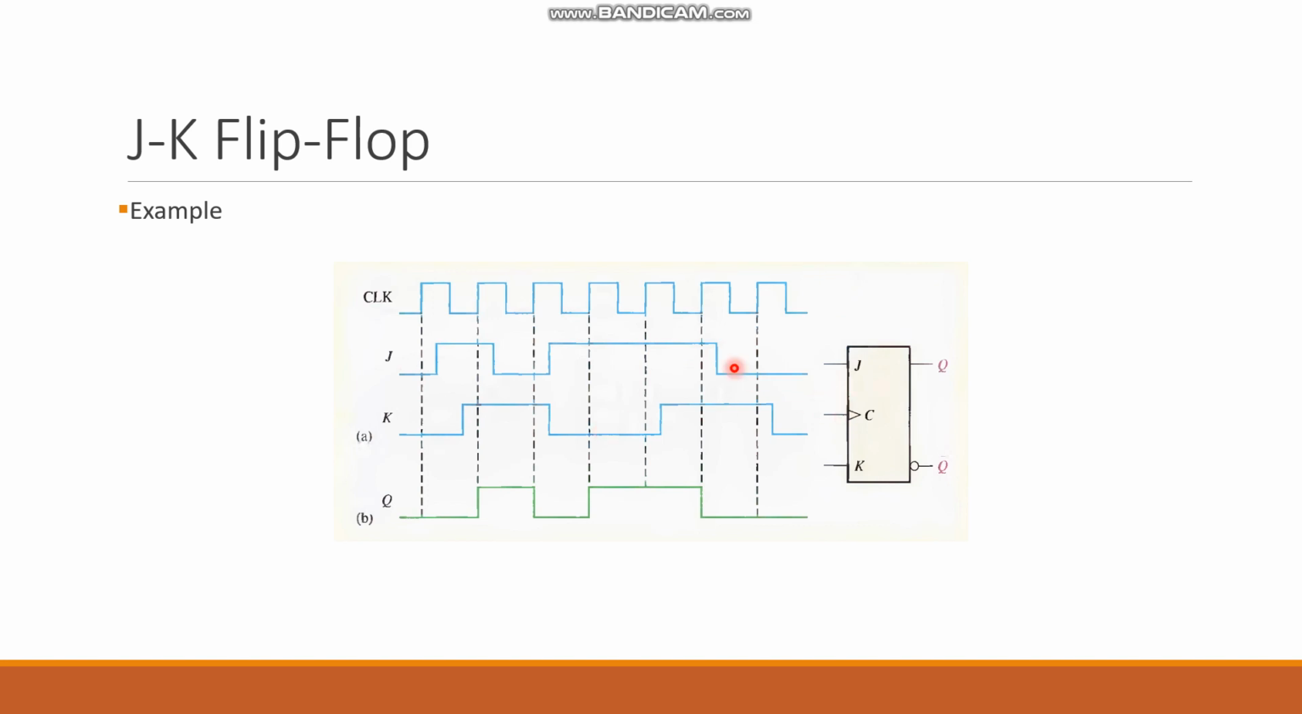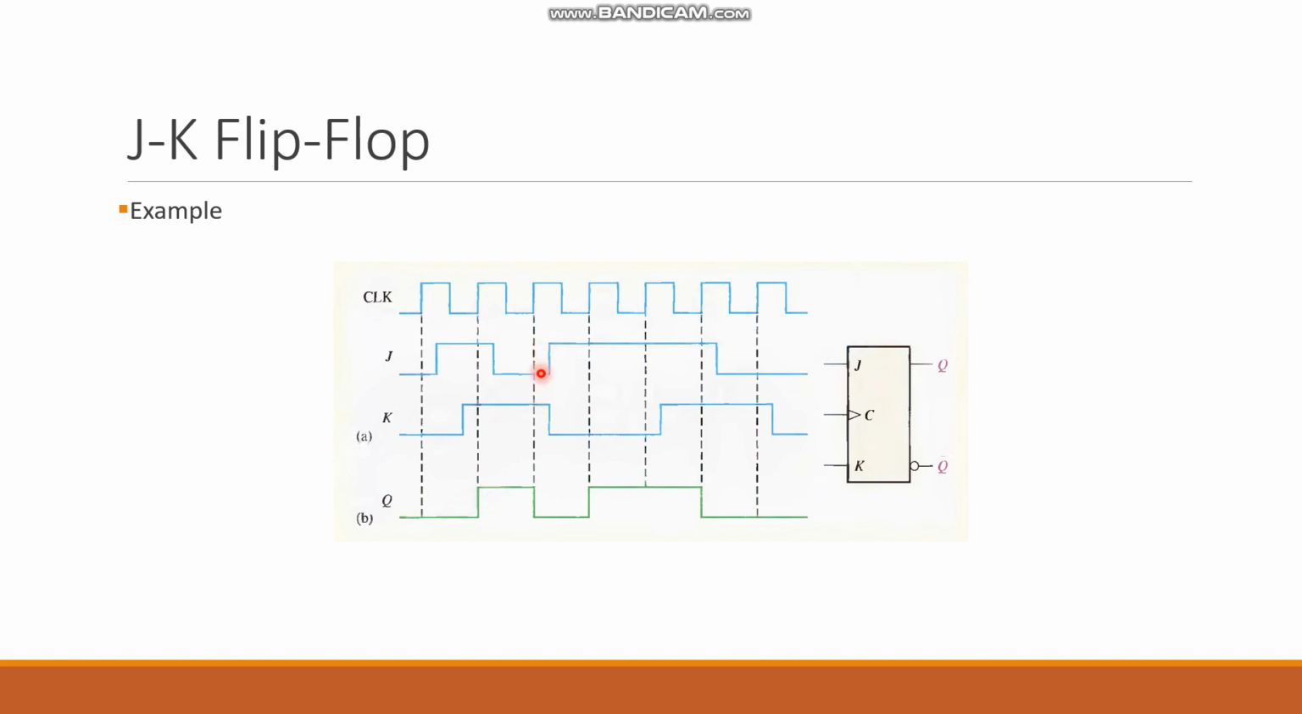We have positive edge. That means the output is going to be changed or going to be set or reset based on the inputs in those cases, whenever the clock pulse goes from 0 to 1. So in this case, the J is 0 and the K is 0, the output is going to remain unchanged, or it's going to be no change as the previous one. But in this case, whenever it goes to 1, the J is 1 and the K is 1, so it's going to toggle. The previous one was 0 and this one is going to be 1.